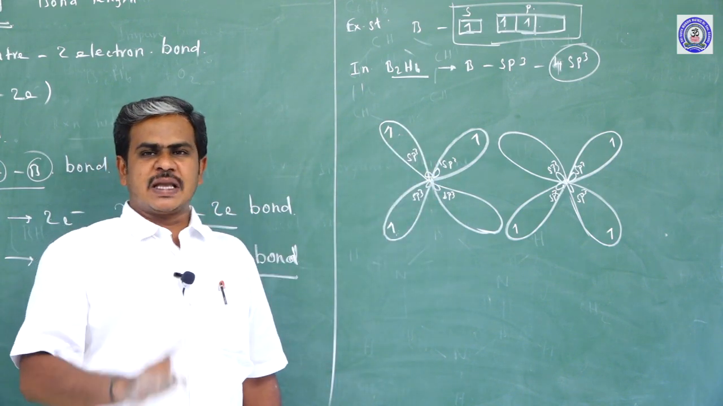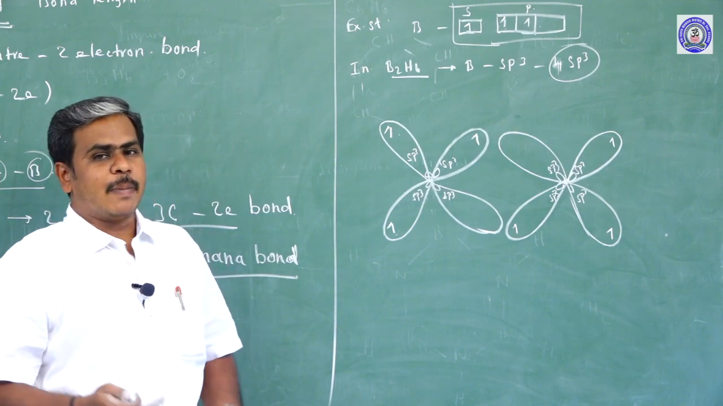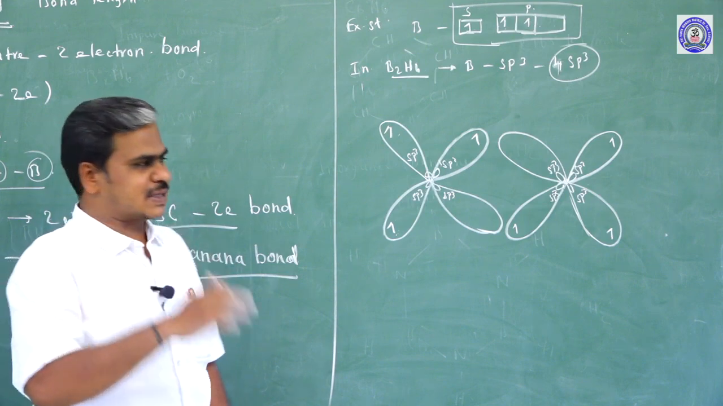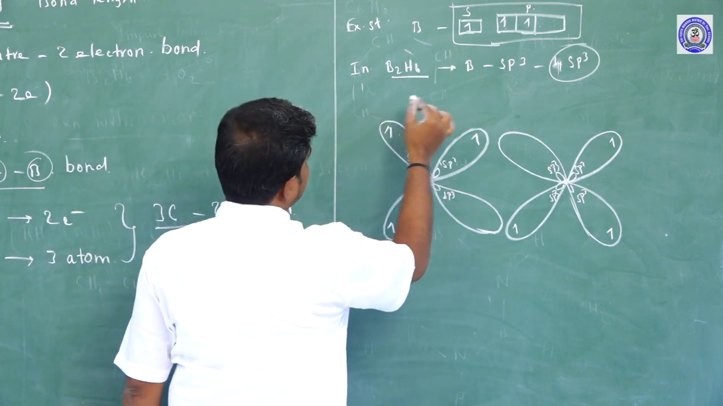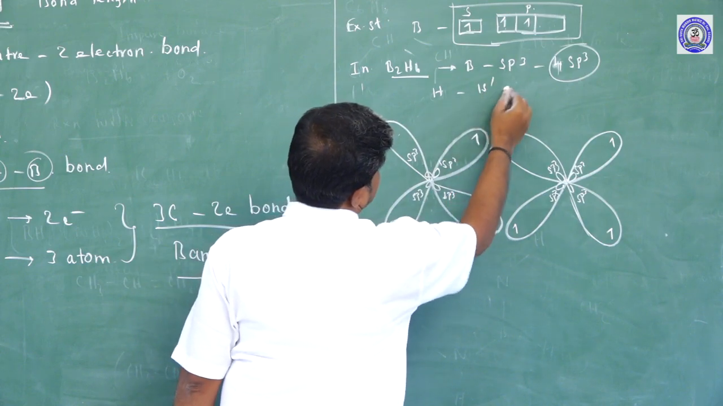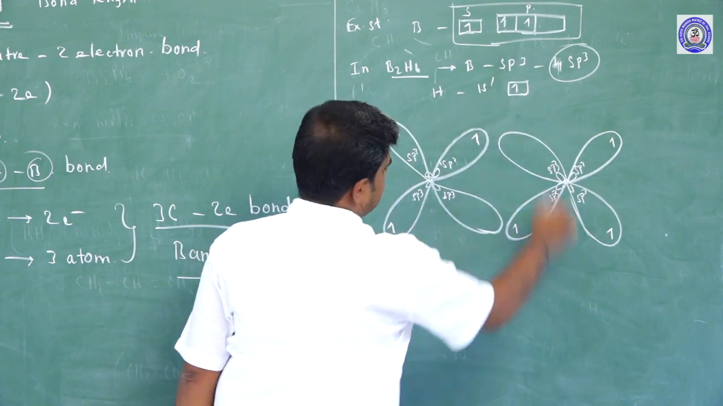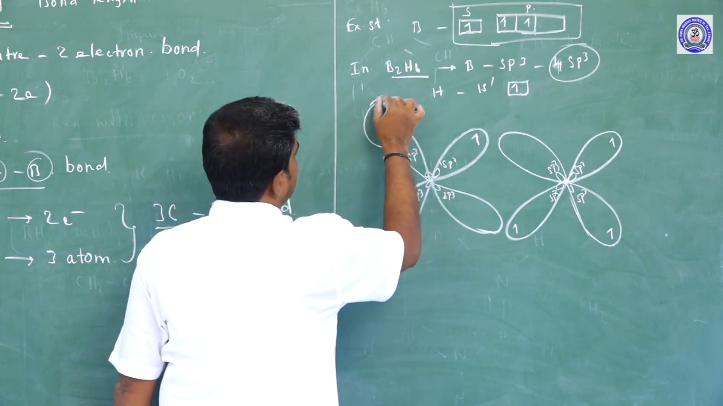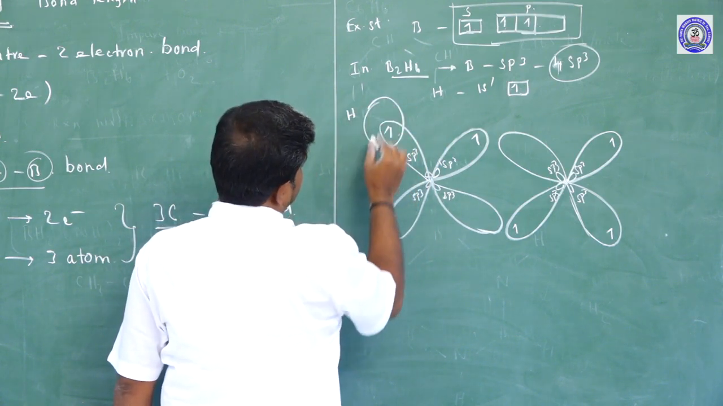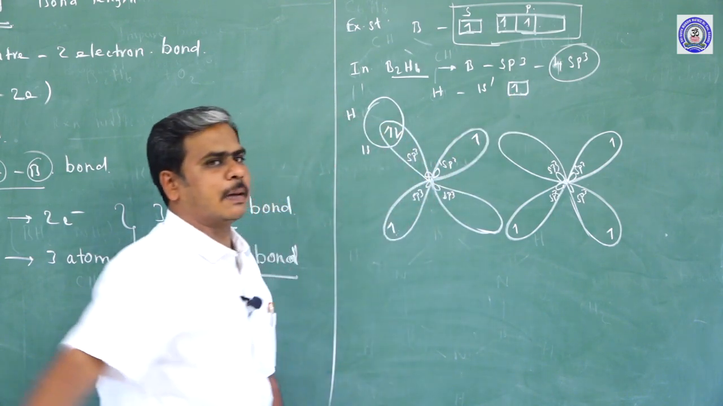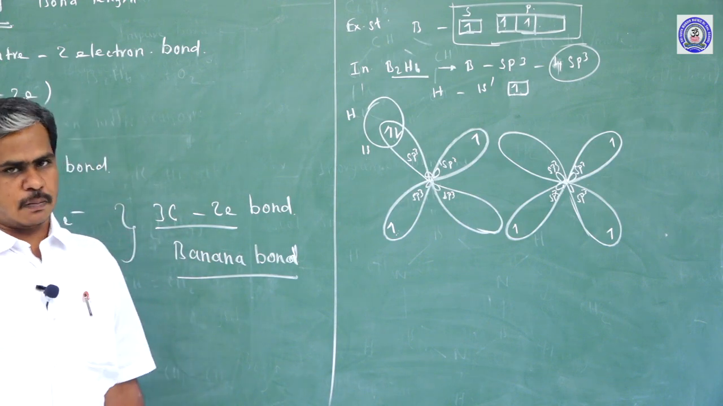overlap with the 1s orbital of a hydrogen atom. So we take hydrogen, which is 1s1, and that is nothing but one hybridized orbital. So it overlaps and makes a covalent bond with the hydrogen atom. It is the 1s orbital and it has one electron, so it becomes paired and makes a covalent bond.